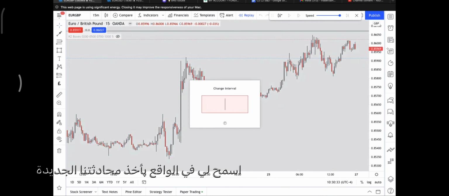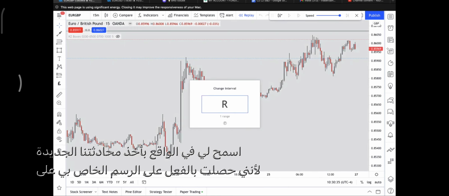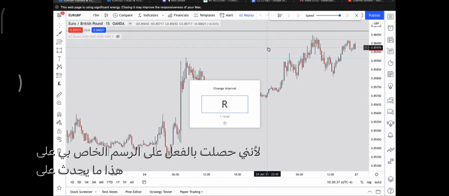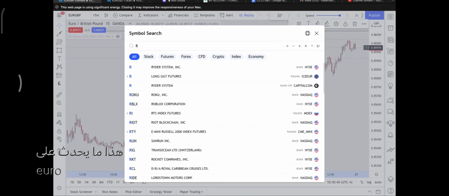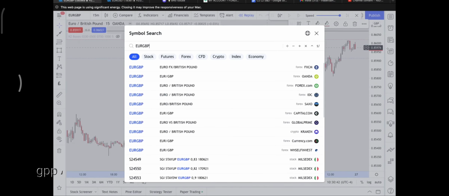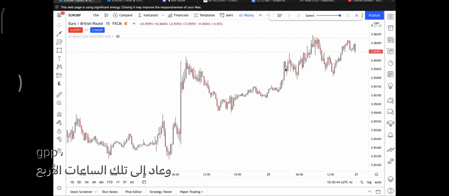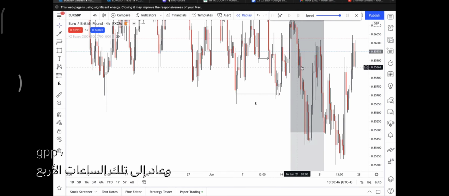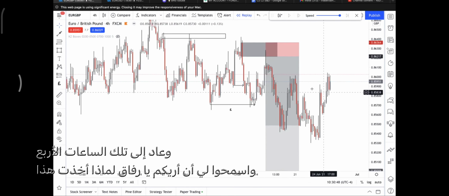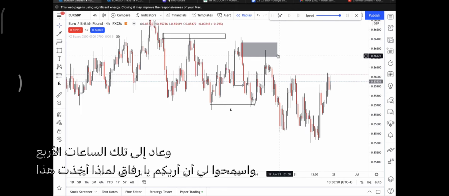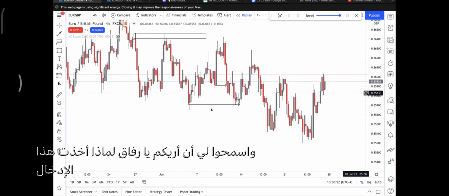4 hour. Actually, let me take out a fresh chart because I already got my drawing on this one. What's going on? Euro GBP. Sweet. Head back to that 4 hour, and let me show you guys why I took this entry. Cool.